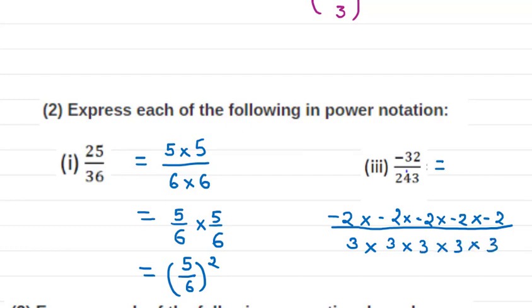Now you can write this as minus 2 by 3. 2 is coming 5 times and 3 is also coming 5 times, and the minus sign is there. So minus will be with all the numerators. So it will be minus 2 by 3 to the power 5. Like this, you can write these in power notation form. Now let's see the third question.